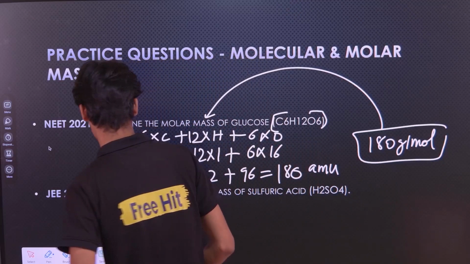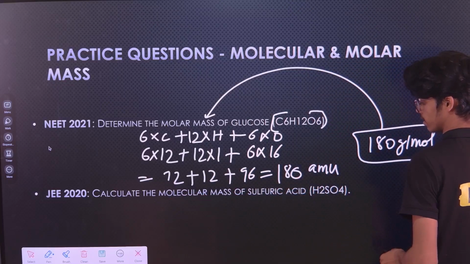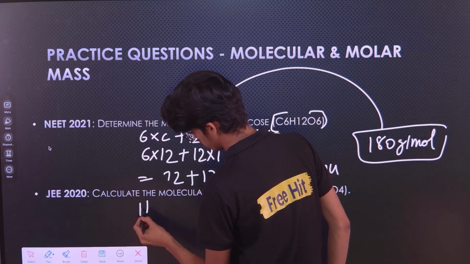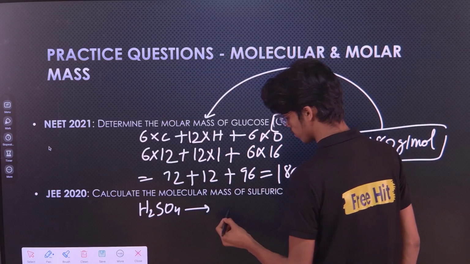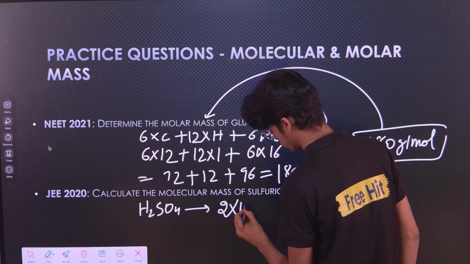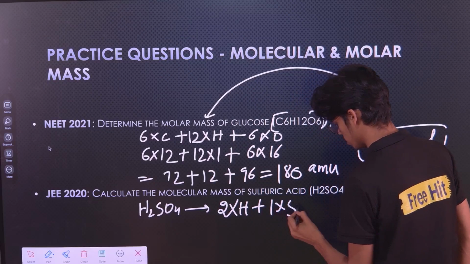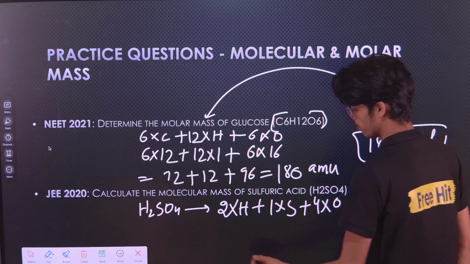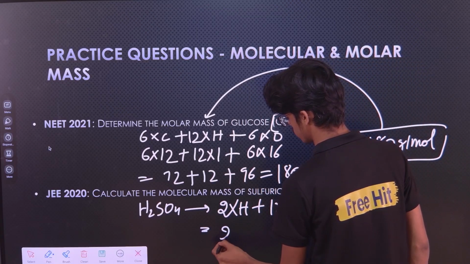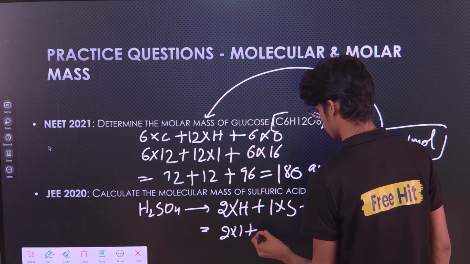Got it? Now let's read the second question. Calculate the molecular mass of sulfuric acid. It's again easy. H2SO4. So how many atoms of hydrogen? 2 into hydrogen, 2 atoms of hydrogen. 1 into sulfur plus 4 into oxygen. So 2 hydrogen, its mass is 1, plus 1 into sulfur. Sulfur's mass is what? 32.